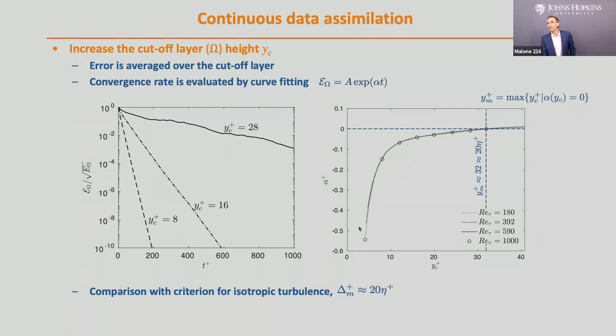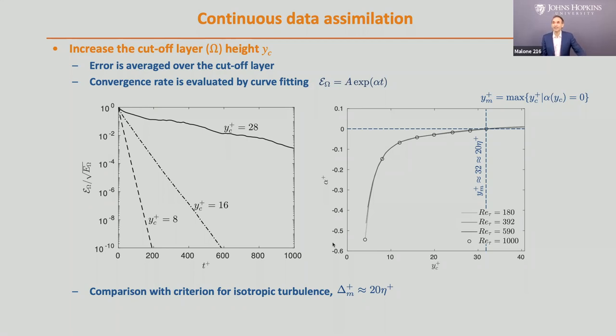So I can plot the synchronization exponent, and it's negative because the error decays, and at some point you hit zero, and you can no longer synchronize. If you remove about 32+ units, you can no longer synchronize. And this here is universal. It's the same layer near the wall for any Reynolds number. Of course, physically, it's a thinner and thinner layer, but you can remove 32 units from channel flow entirely, and you can basically rebuild it to machine precision.